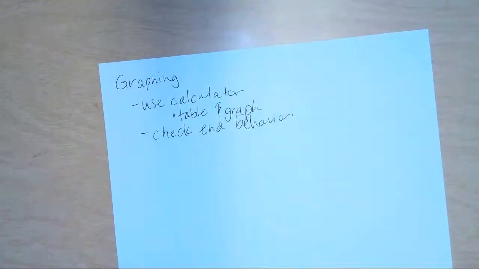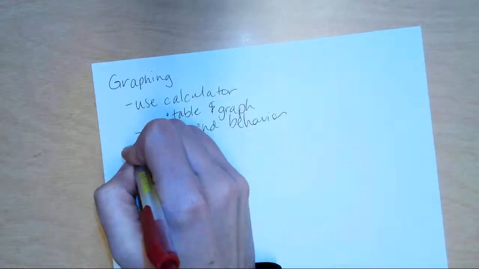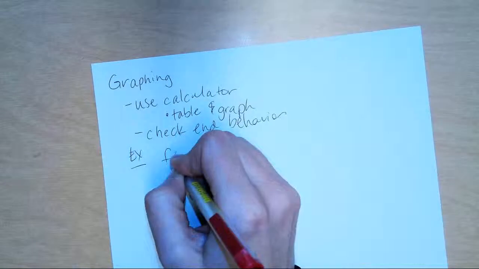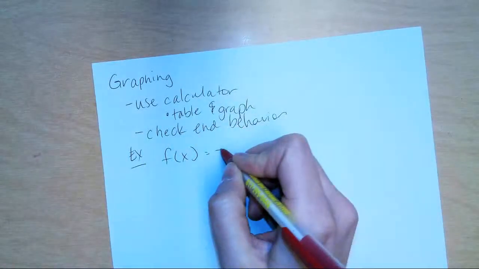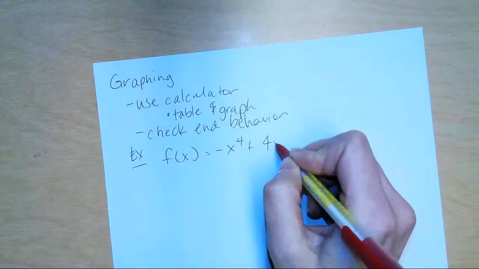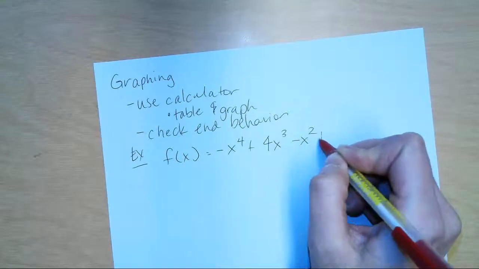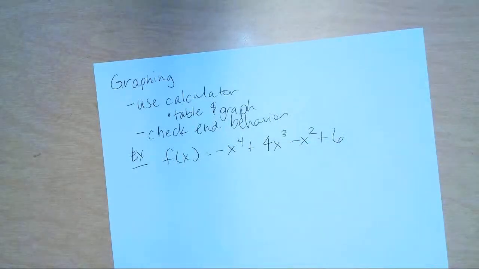If this was the one you were graphing, and you only checked the points in here, and you thought it was going down, when you check the end behavior, you realize, wait a second, I must have missed something. It's not good. That's why we want to check it. Okay, example. y equals negative x to the fourth plus 4x cubed minus x squared plus 6. So go ahead and get your calculator out and plug that in.